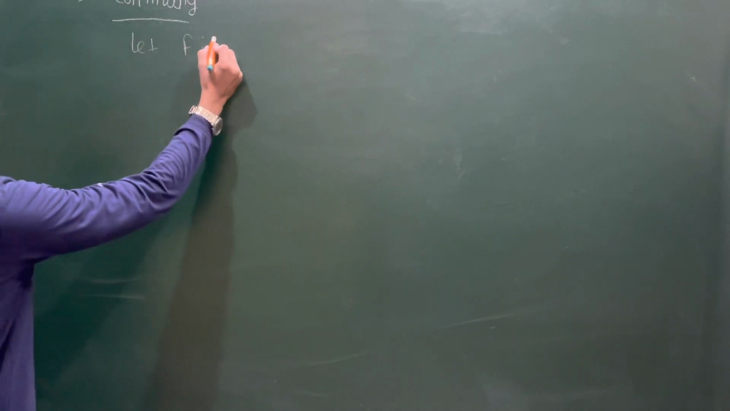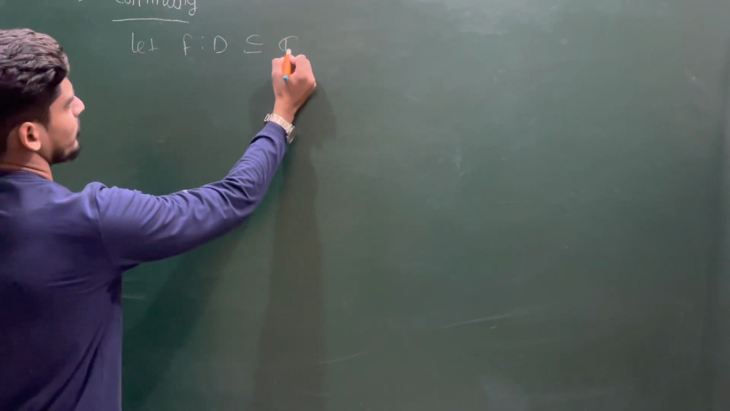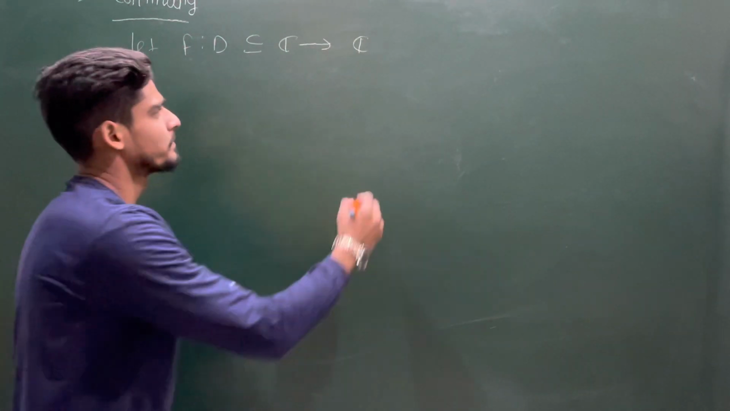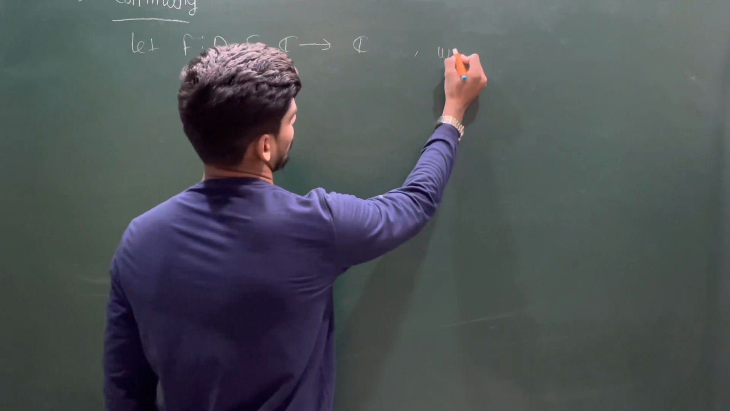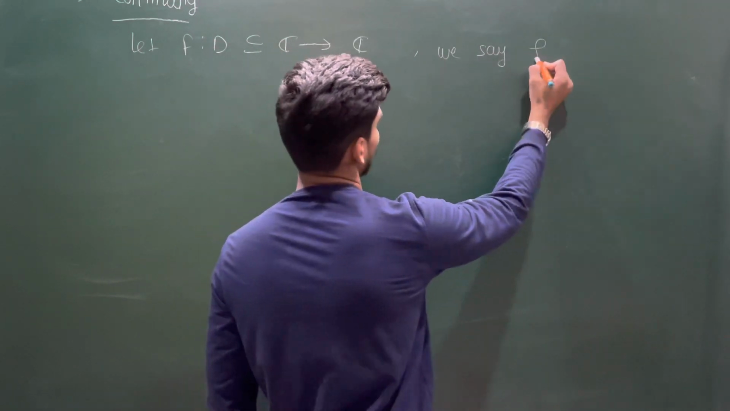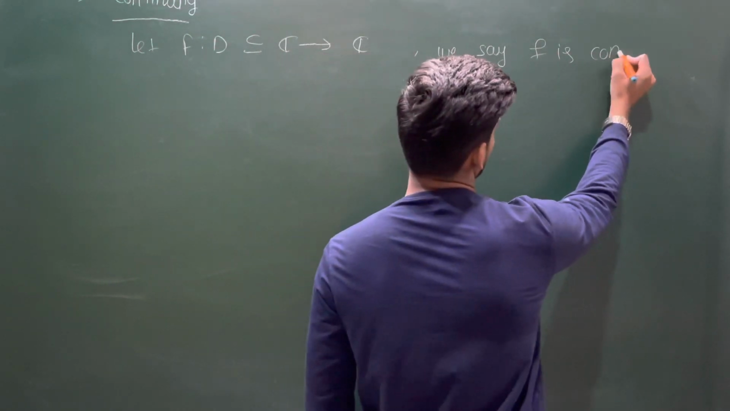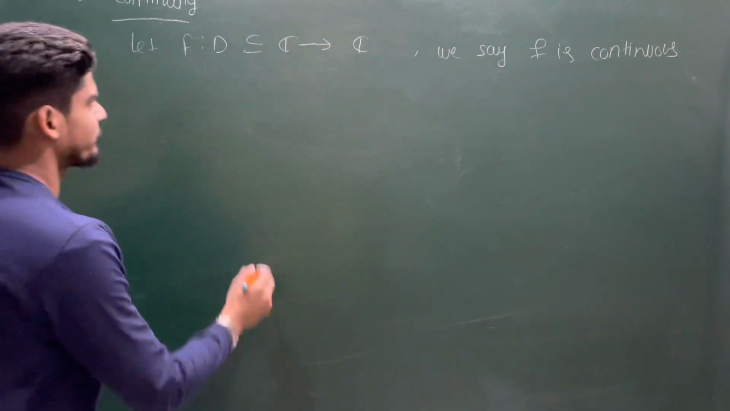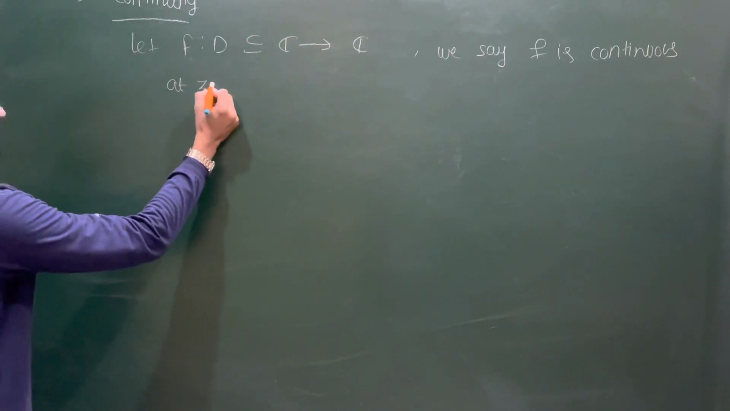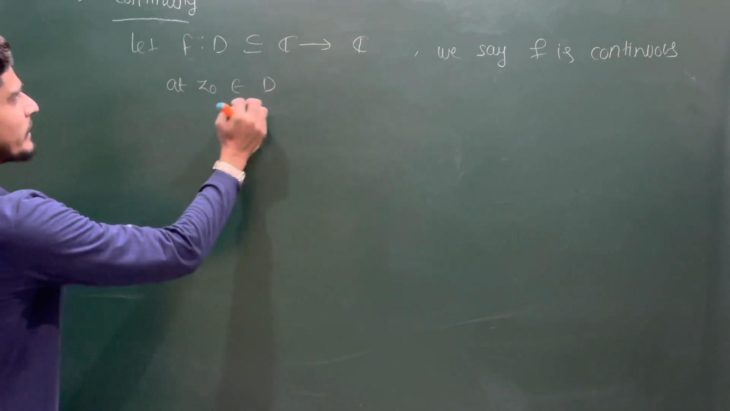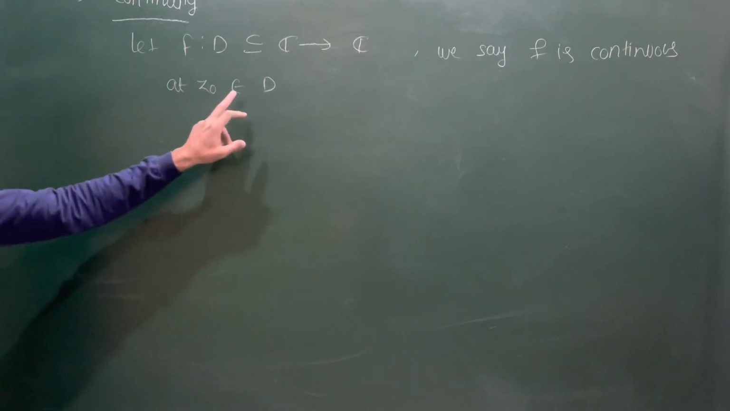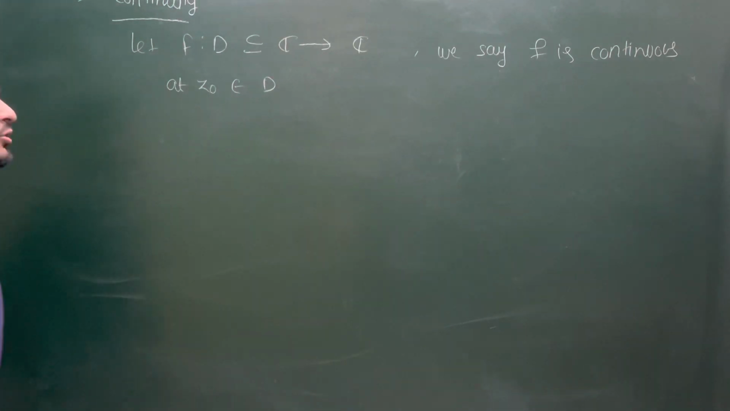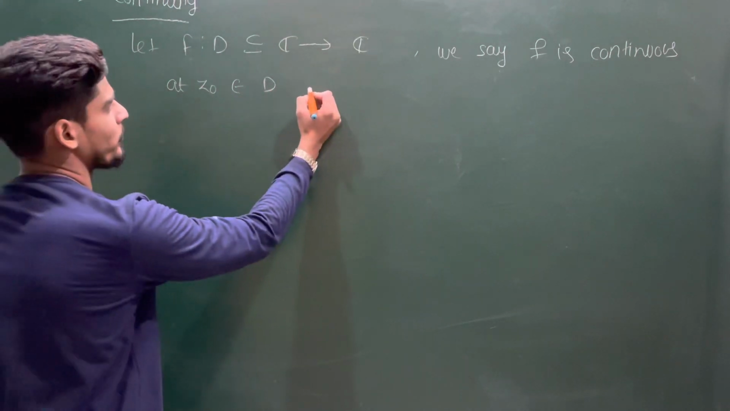Let F be defined from some domain D to C. We say F is continuous at Z0 belongs to D. In case of continuity, your Z0 should be a member of D. That means you should be able to define your function at point Z0. So this Z0 should be a member of the domain.